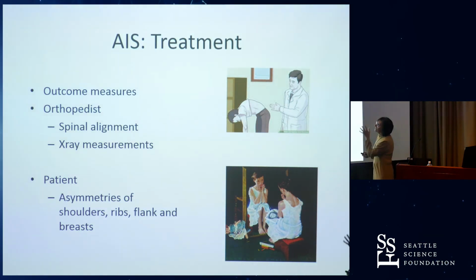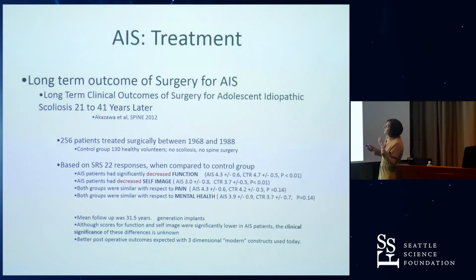I did want to speak about this. You know, the orthopedist is looking at the back, they're looking at the x-rays. Those are the things that we measure and we know. The patient is looking at her shoulders, her breast asymmetry, her ribs, her flanks. And it can be challenging, if that's what that patient is looking at with regards to what her outcome is, outcomes after surgery may be challenging for them because there may be residual shoulder asymmetry, there may be residual breast asymmetry, there may be residual curvature on the x-ray. And so outcomes are in the eye of the beholder.